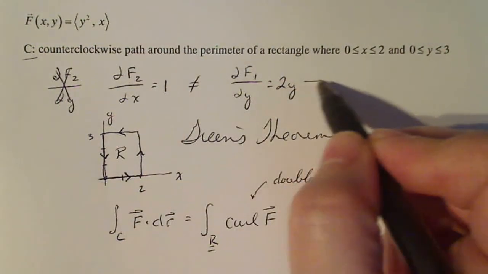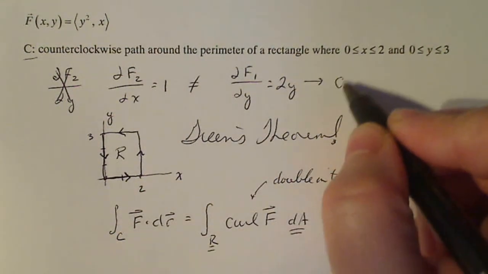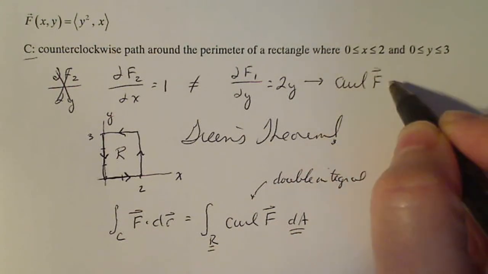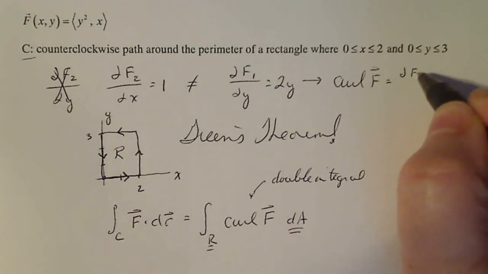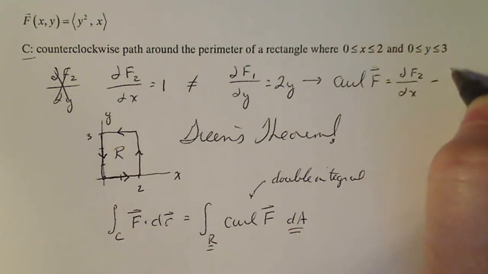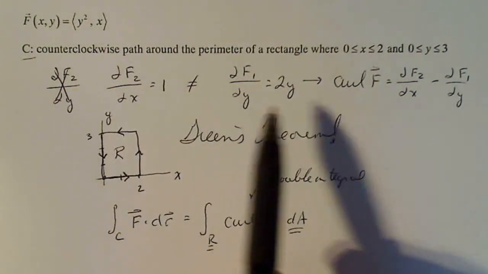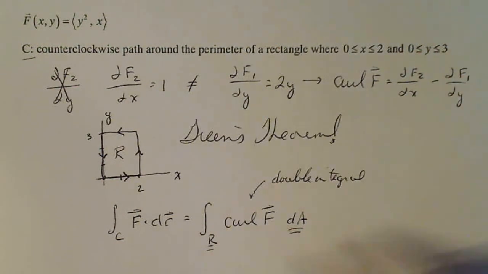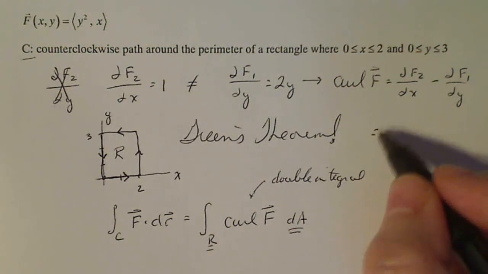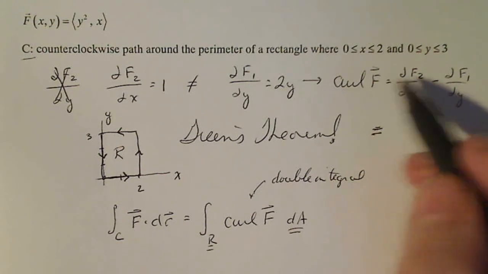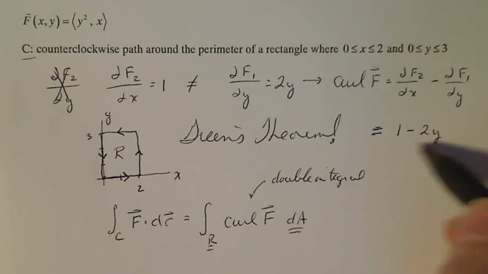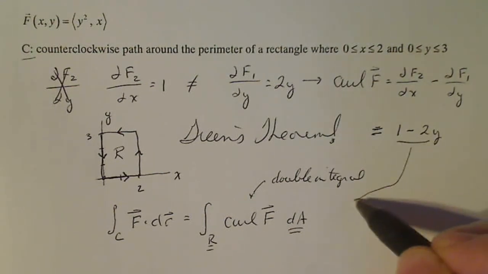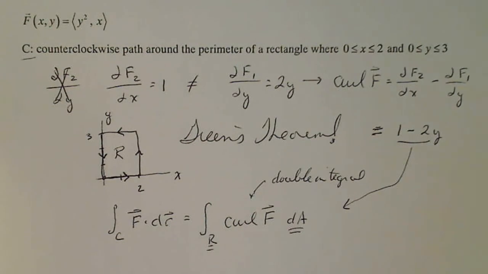It would also be nice to define what the curl is. The curl of any vector field f is equal to the partial of f2 with respect to x minus the partial of f1 with respect to y. If you do all this work ahead of time, that's easy to calculate. So if I calculate the curl of my particular vector field, that's going to be 1 minus 2y. So this gets inputted into my integral in order to solve the line integral.